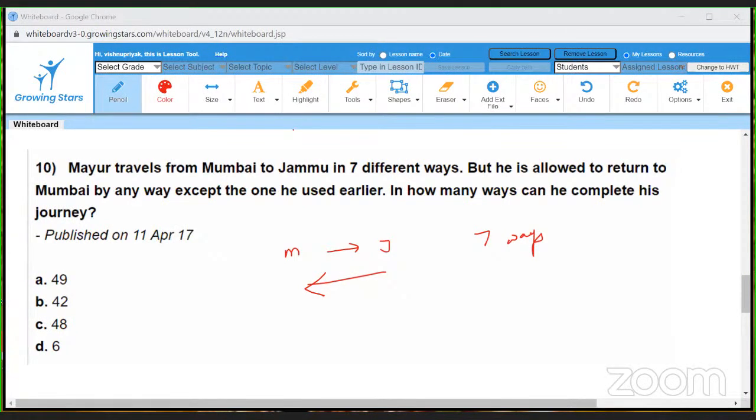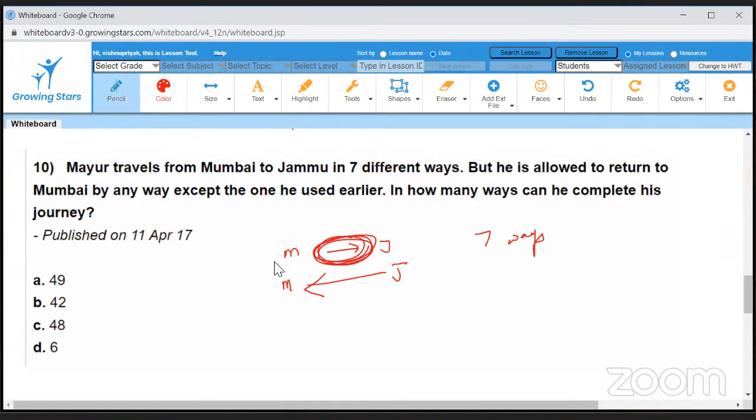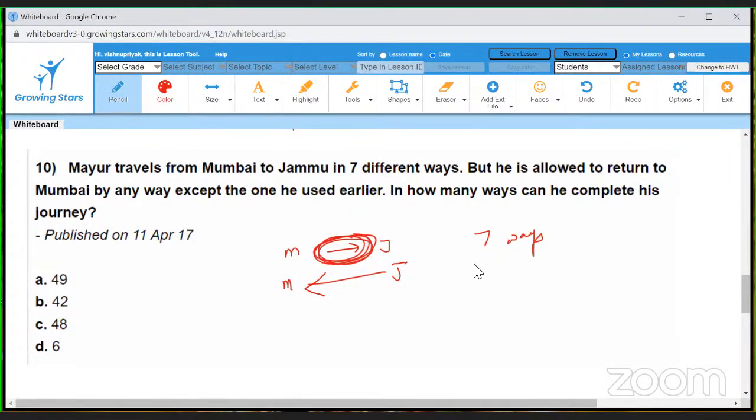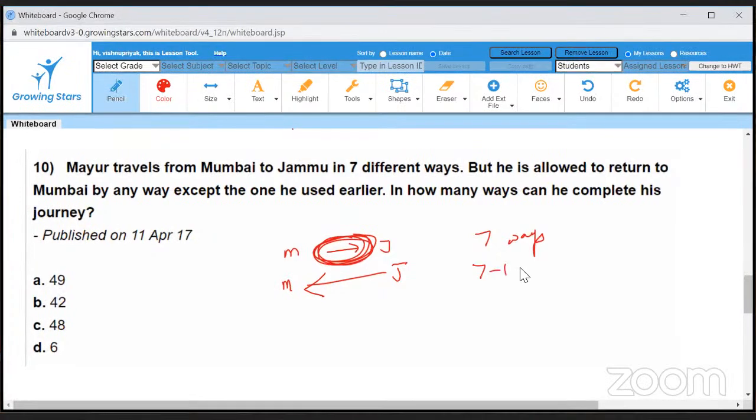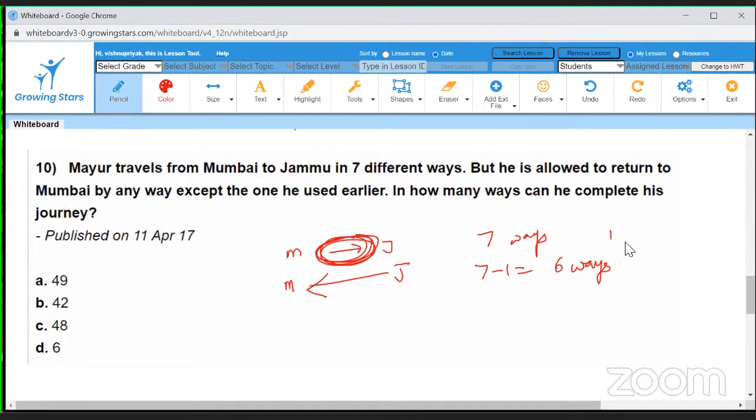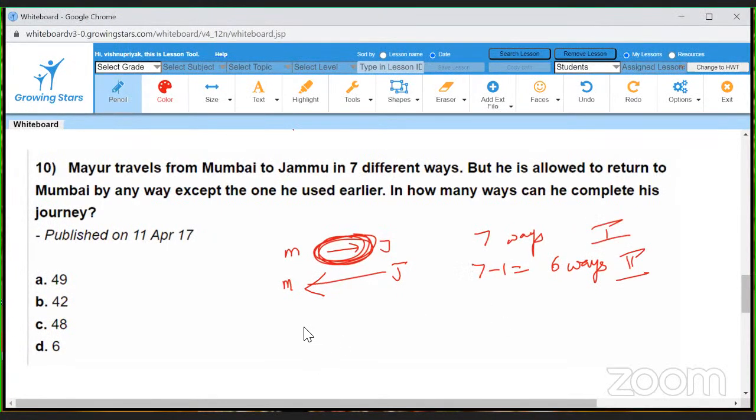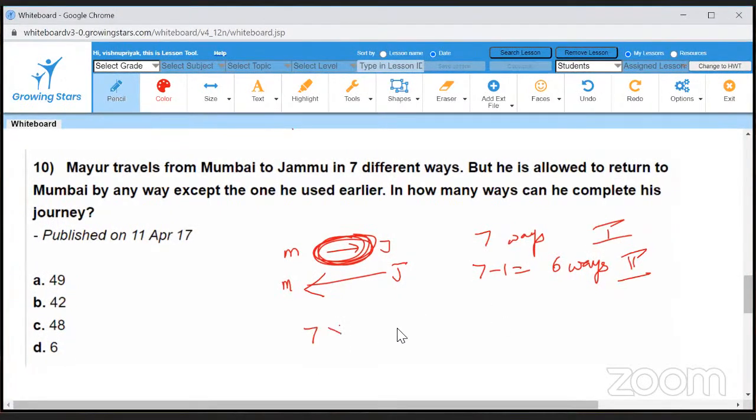So what I'm going to say is, when he is going from Mumbai to Jammu, he has 7 ways. But when he is coming back from Jammu to Mumbai, he cannot select the way which he has already chosen. So that one way you have to subtract. So he has only 6 ways. The first work is done, second work is done. The total work can be done in 7 into 6, that is 42 ways.